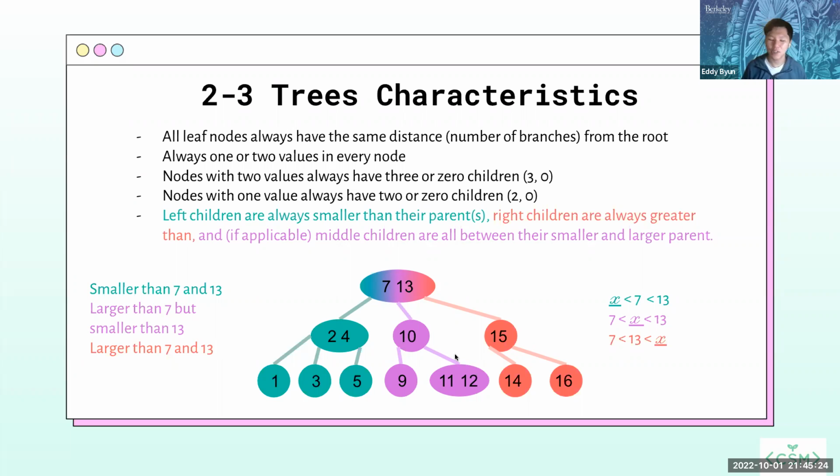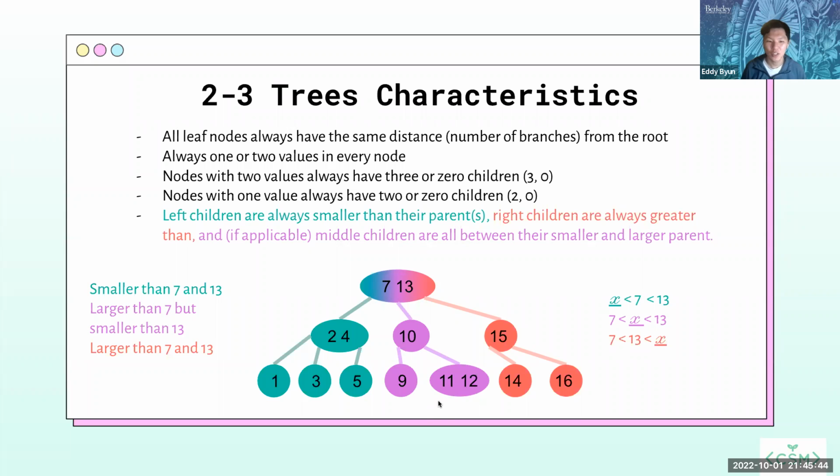And the next characteristic is in a similar vein as the other one. Nodes with 1 value always have 2 or 0 children. We can see here that these nodes have 2 children, whereas these leaf nodes here have 0 children.